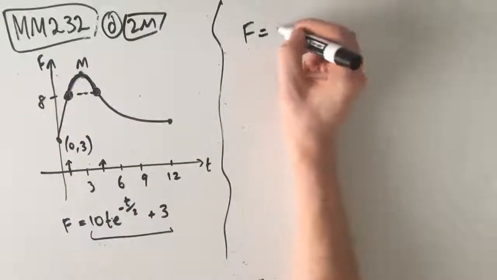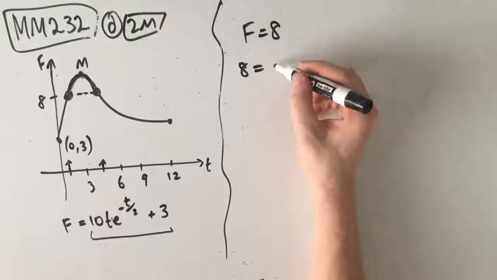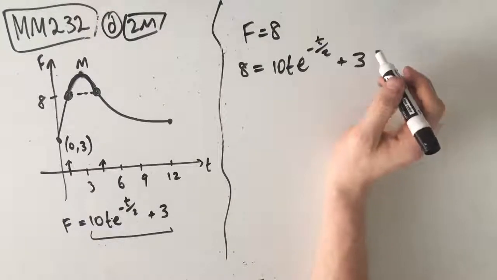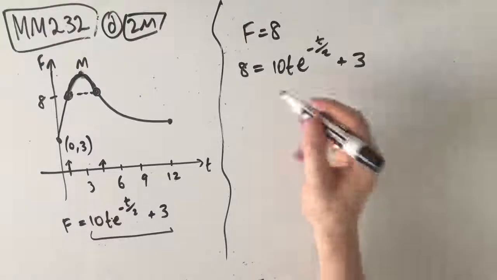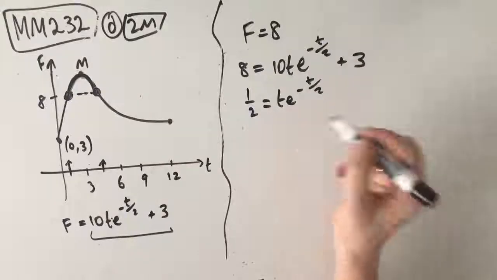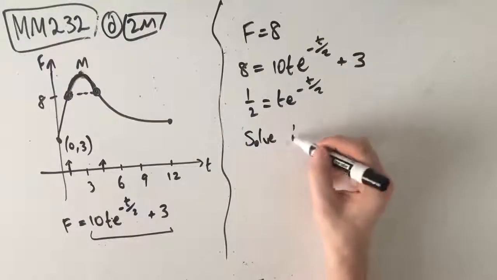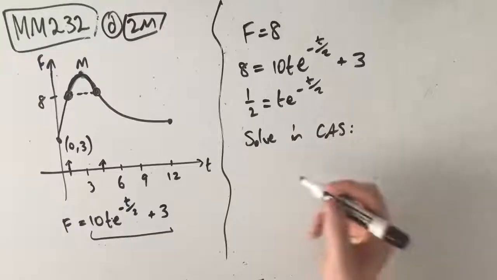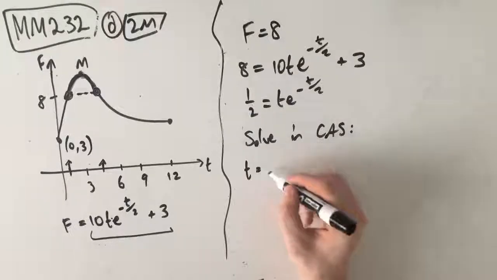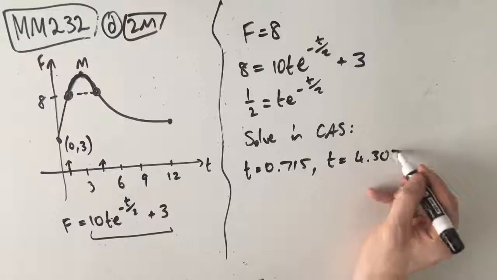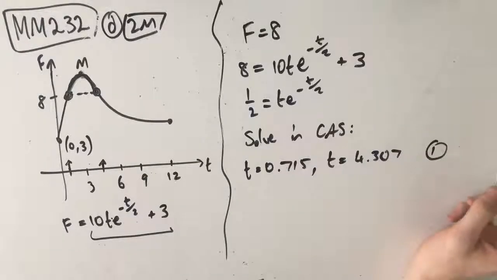So if we know that f is equal to 8, that means that 8 equals 10t e to the negative t on 2 plus 3. From here, we can basically get it down to 1/2 equals t e to the negative t on 2. And this is where our CAS comes in, so you will not be able to do this by hand. If you ever have an x or t or whatever outside and inside an exponential, you're going to need to use your calculator. So solving on CAS, we get t equals 0.715 and t equals 4.307. And it's our first mark, right?